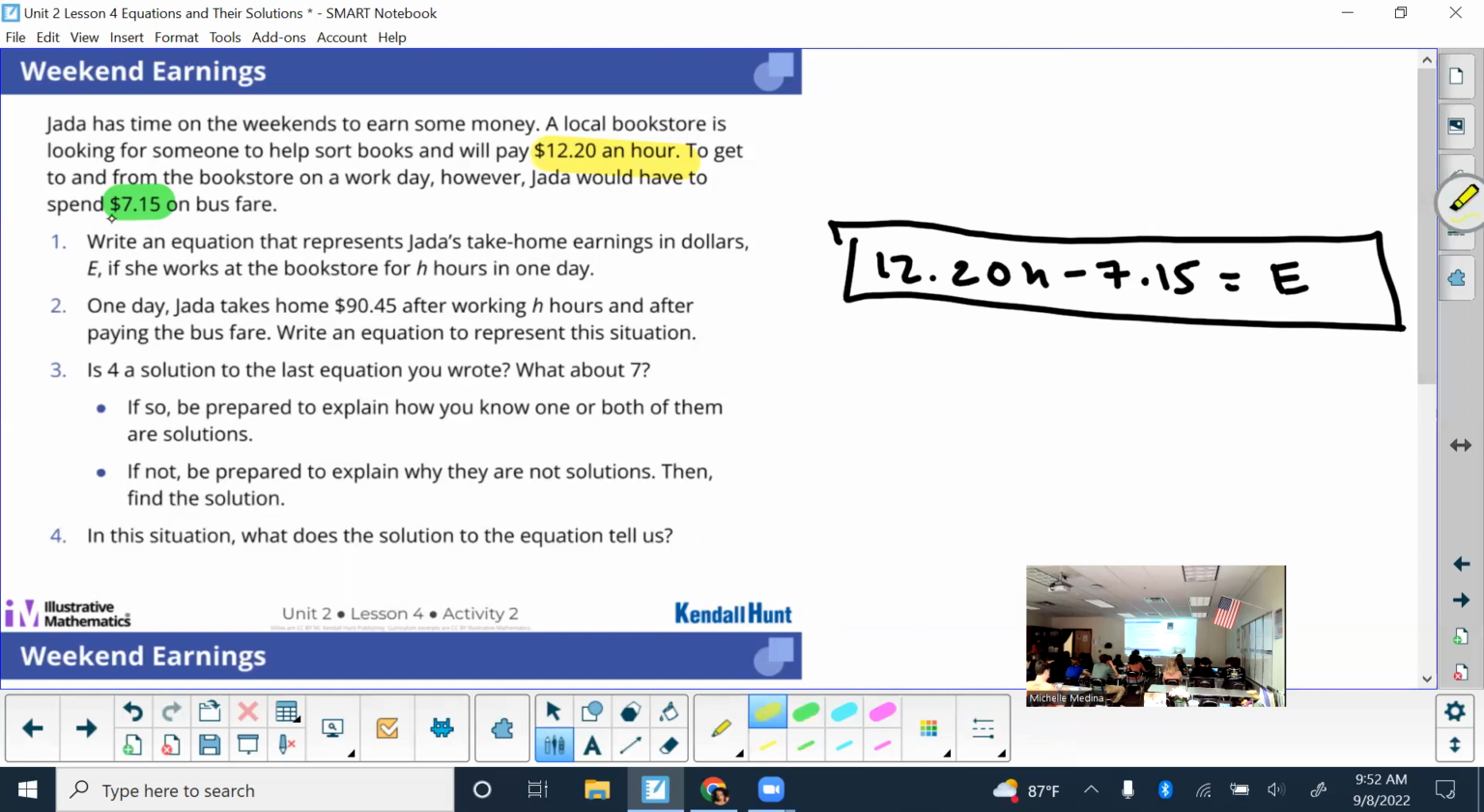All right, if they give you specific variables to use, then use those variables. So her take-home earnings in dollars is E, the hours she works in one day is 8. Now, this part should be easy, hopefully. One day, Jada takes home $90.45 after working 8 hours and after paying the bus fare. Write an equation to represent that situation. Take about 10 seconds on your own, write it down.